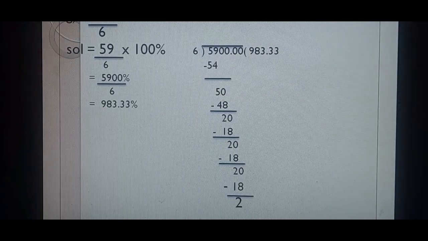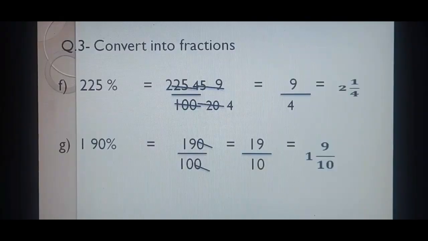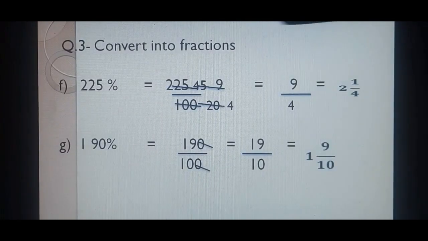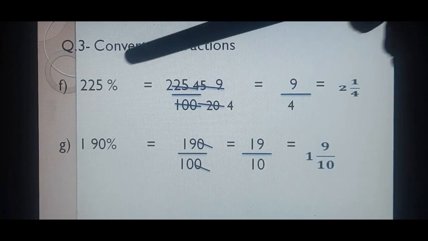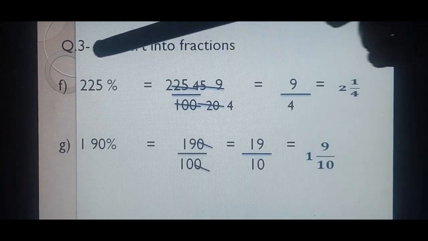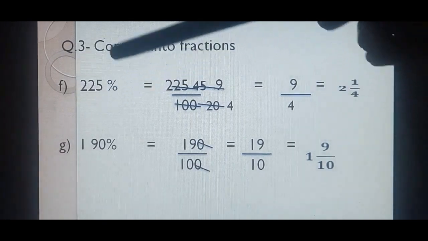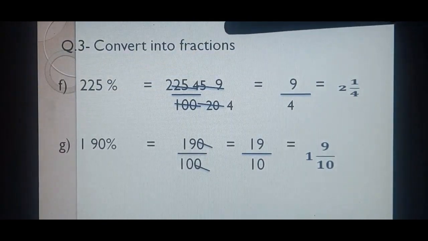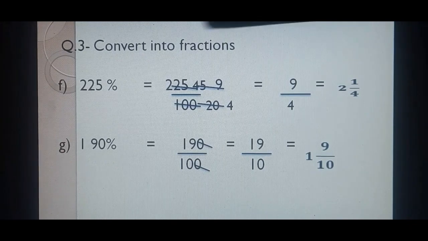So you will put percentage sign also here. Now question number 3. Convert into fractions. F part, 225%. Now, 225, whole number part is given. We have to convert it into fractions.